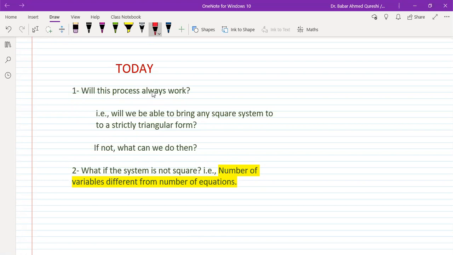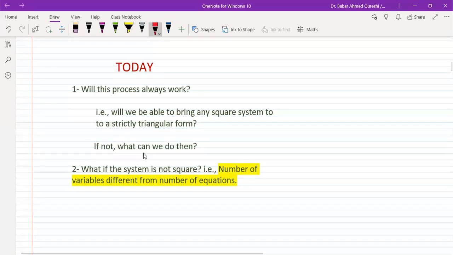My theorem only went one way: if you can bring your matrix to a strictly triangular form, then you have a unique solution. But I don't know if I can do that. So that's what we're going to look at. And if the answer is negative, which we will see that it indeed is, then what can we do? What strategies do we have to find the solution in that case? And what if the system is not square, or the number of variables is different from the number of equations? What strategies do we have and what general statements can we make in that case?